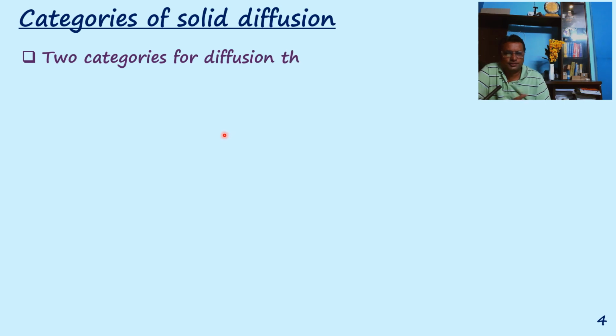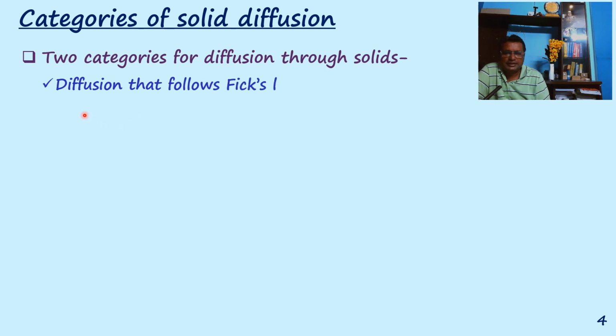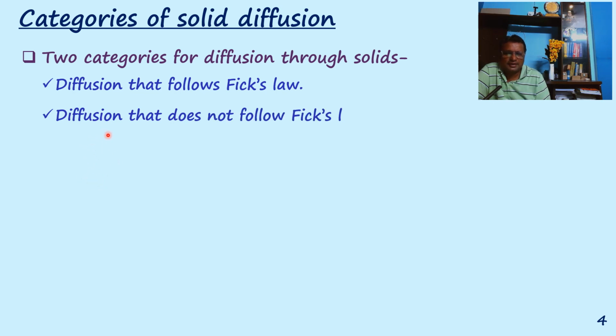So you have two categories for diffusion through solids. Which are these two categories? First category includes diffusion that follows Fick's law, or diffusion that happens according to Fick's law. And the second category is that diffusion which does not follow Fick's law. And we are going to talk about the first category in this particular video. In coming videos, I will be discussing the second category.